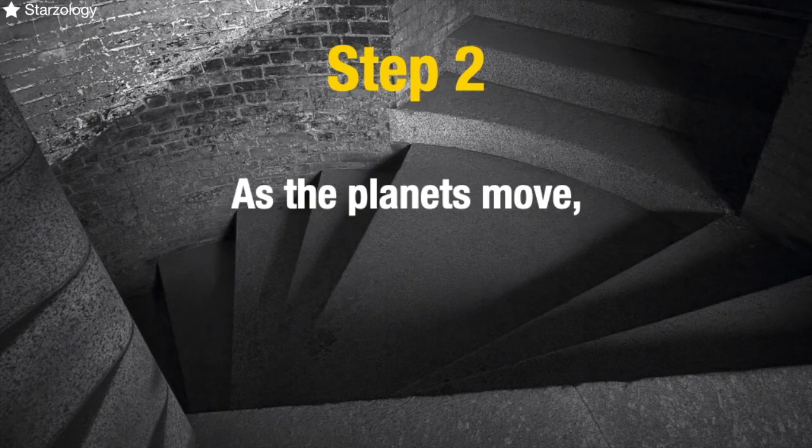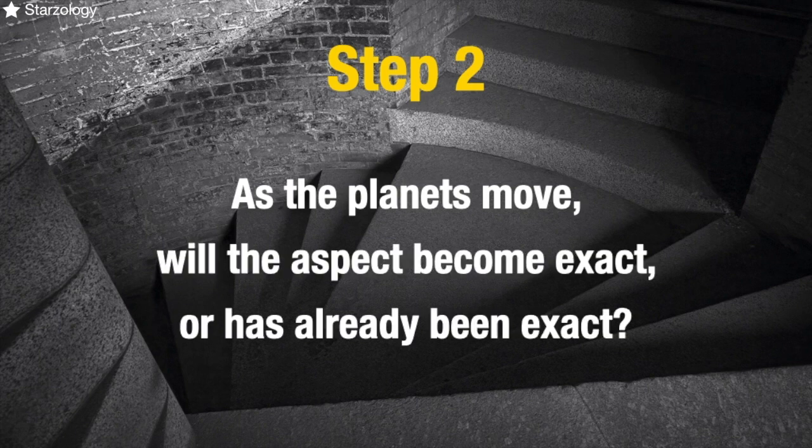Now, step 2 would be, as the planets move, will the aspect become exact, or has it already been exact? Where are the planets moving to? Say you've got a Sun conjunct Moon. Is the Moon moving towards the Sun, or is the Moon moving away from the Sun? That is what we want to know. In the next few hours or days, will the aspect get tighter and tighter before it comes exact, or has it occurred already and will it be released because the aspect is becoming wider and wider?